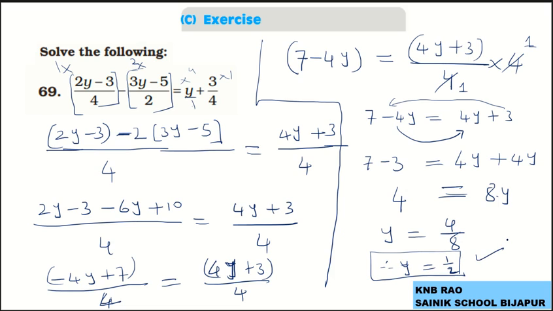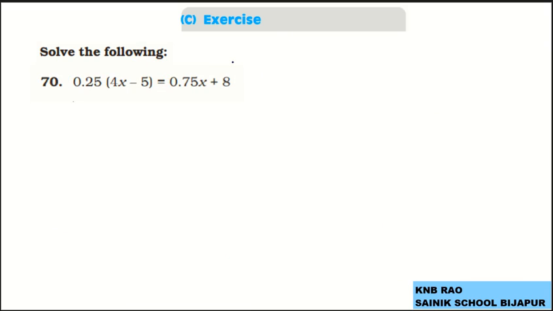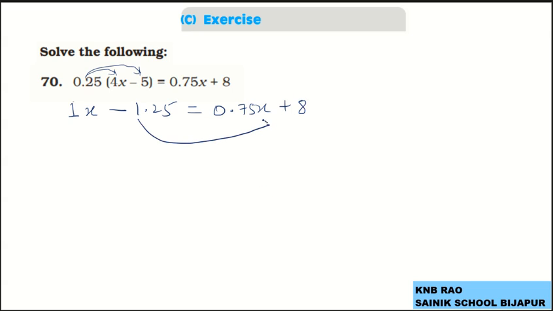Now, coming to question number 70. Question number 70, see children, it is easy. 0.25 is multiplied over the difference of 4x and 5. So by the distributive property we will do it. So 0.25 into 4 is 1x, minus 0.25 into 5 is 1.25, equals 0.75x plus 8. Now all the constant terms on one side, all the variable terms on the other side.